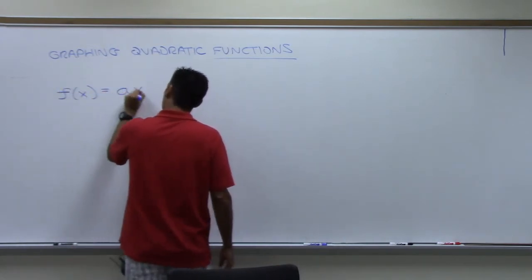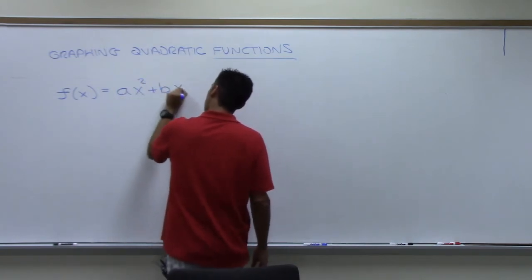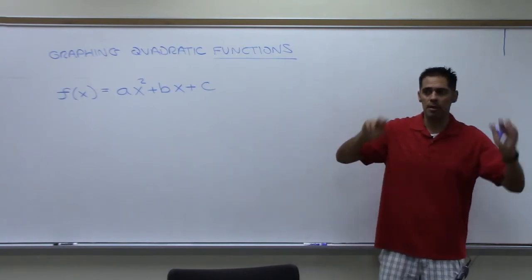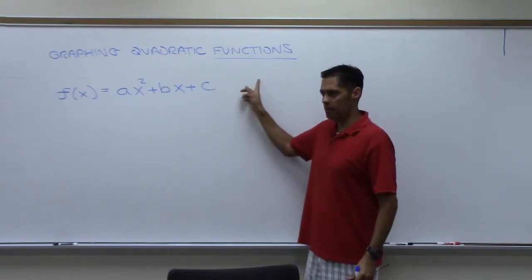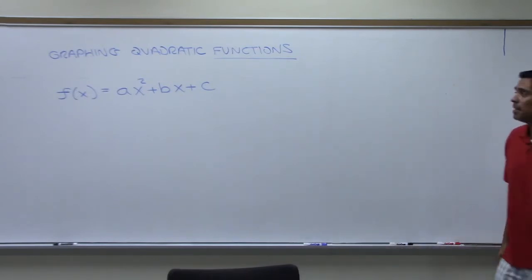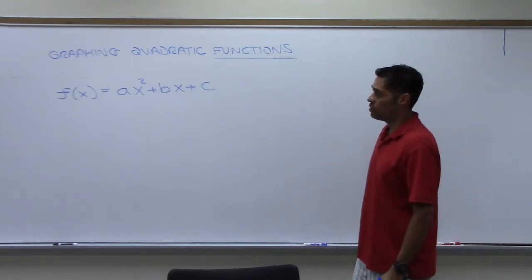The specific type of function that we are going to be looking at are functions that look like this. Doesn't that look like the quadratic equation general form, except we don't have equals 0, right? It's just that left side. Anytime you have something like that, this is called a quadratic function.